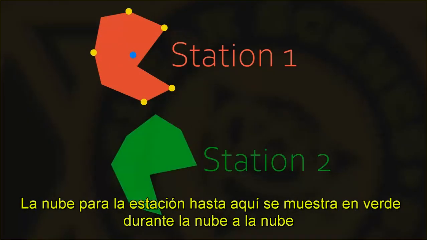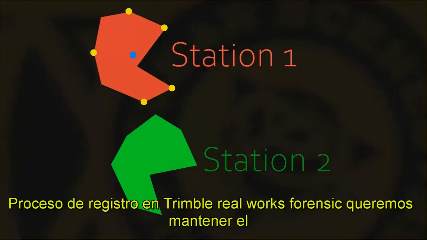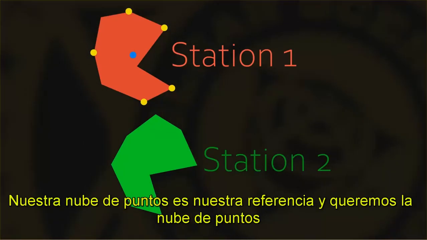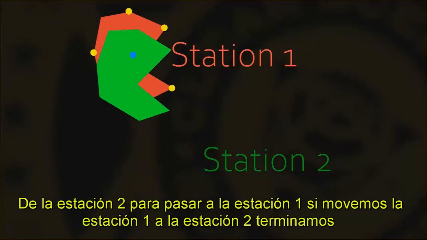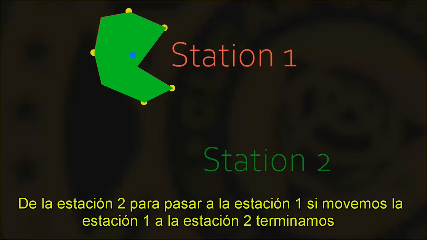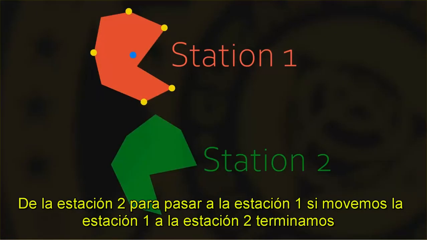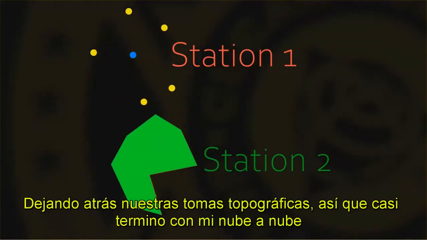The point cloud for station 2 here is displayed in green. During the cloud-to-cloud registration process in Trimble RealWorks Forensic, we want to keep the point cloud from station 1 as our reference, and we want the point cloud from station 2 to move to station 1. If we move station 1 to station 2, we end up leaving our topo shots behind.